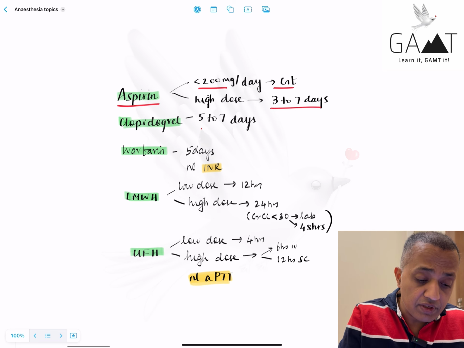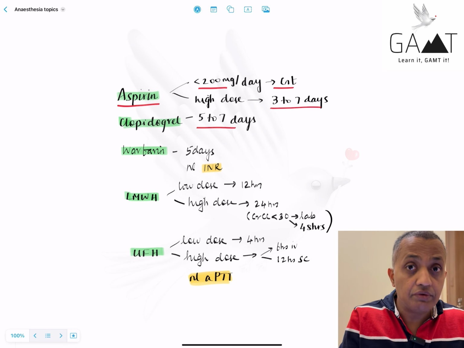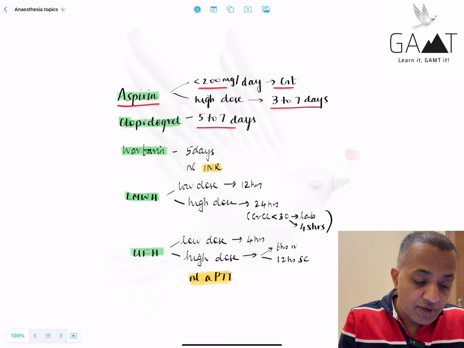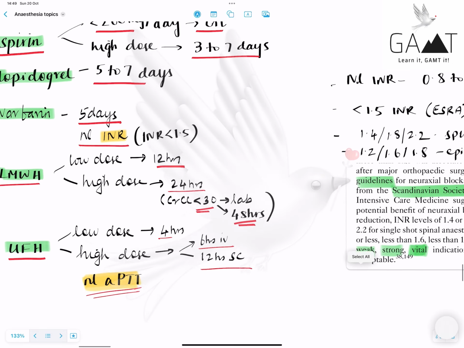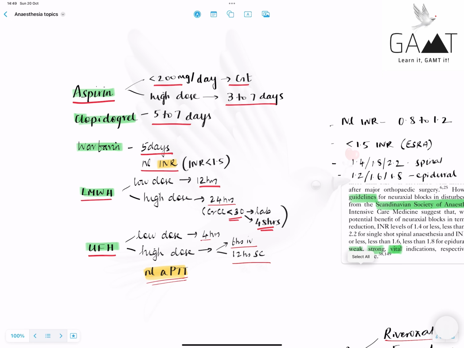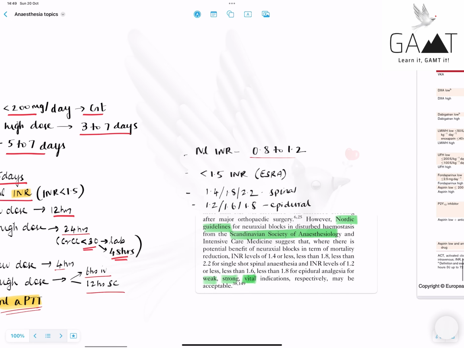Clopidogrel, again, the range given in your ESRA guideline is 5 to 7 days. Warfarin, 5 days, so you all know it, and you also have to have a normal INR. A bit of clarification about the INR and warfarin. The normal INR range is 0.8 to 1.2. When you look into the text of the guidelines, it says less than 1.5 INR, which is 1.4 or less, is acceptable as per ESRA guidelines.